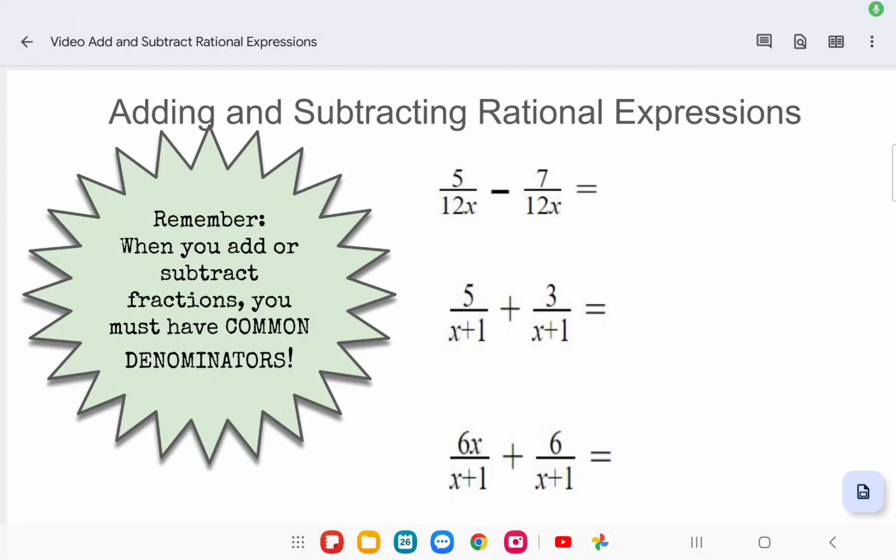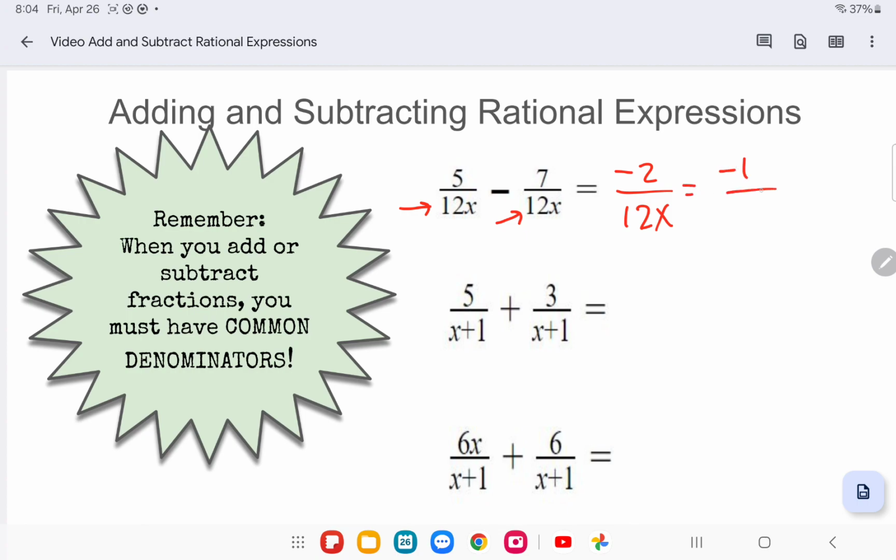When you're adding or subtracting rational expressions, treat it like any other fraction addition or subtraction problem. You have to look for a common denominator first. And as long as the denominator is the same, a common denominator, like here we have 12x and 12x, then you would just add or subtract the numerators like normal. So 5 minus 7 is -2. We keep the denominator because it was common, and then if you can simplify or reduce the fraction, do that.